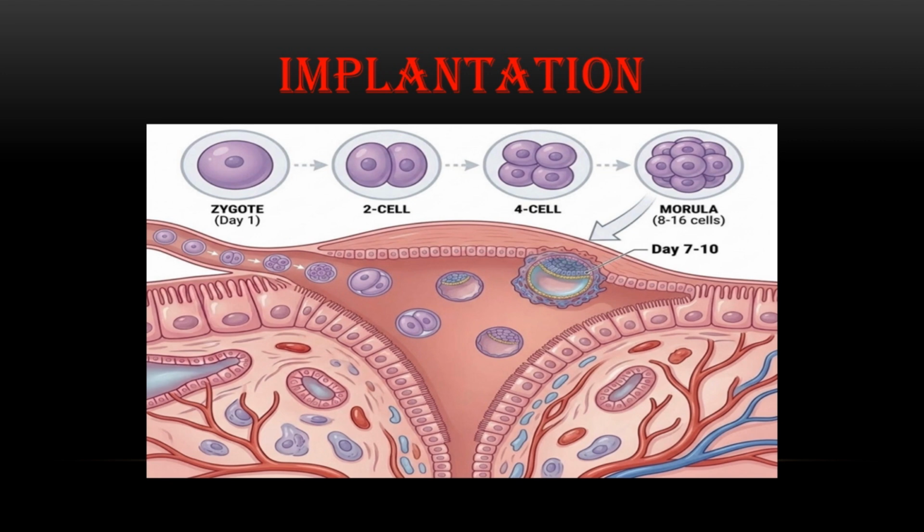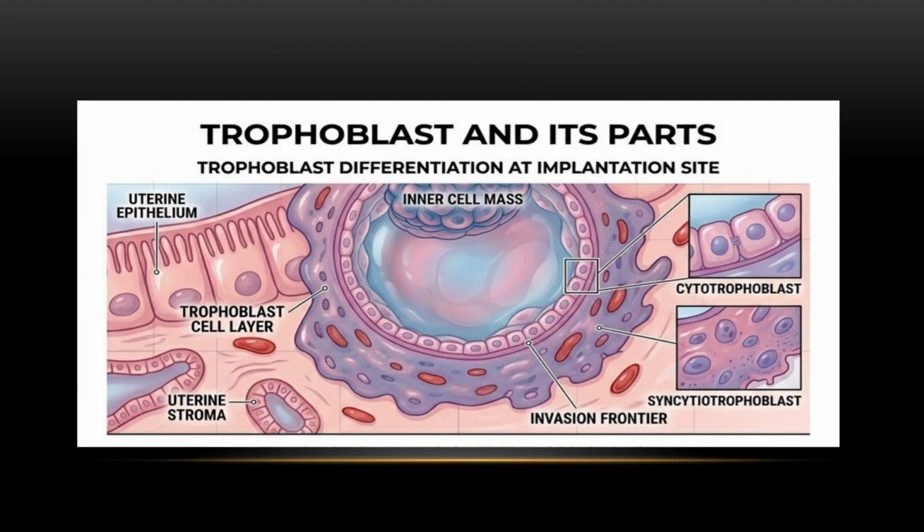On day 6, the trophoblast differentiates into cytotrophoblast and syncytiotrophoblast. Here you can see the cells from the trophoblast start to proliferate and they extend their papillary projections into the endometrium, releasing an enzyme that breaks down the maternal tissue for further implantation of the blastocyst.